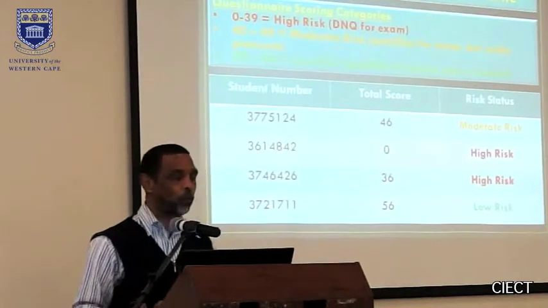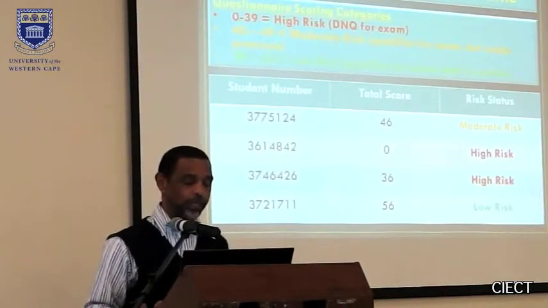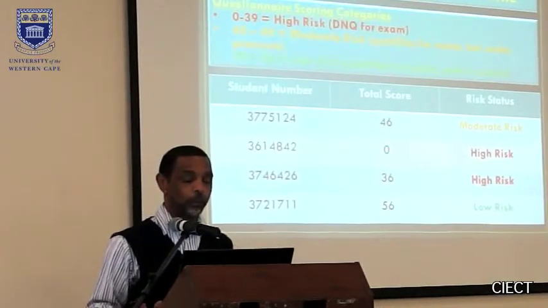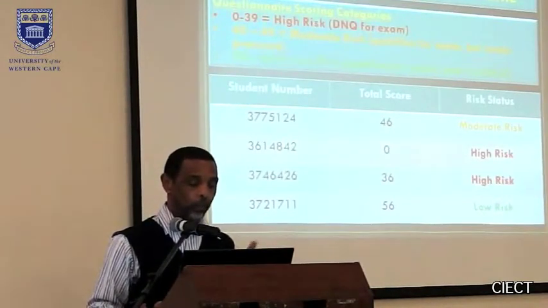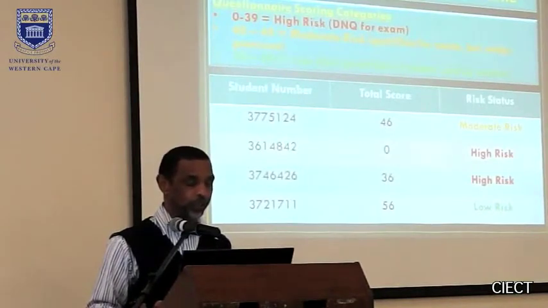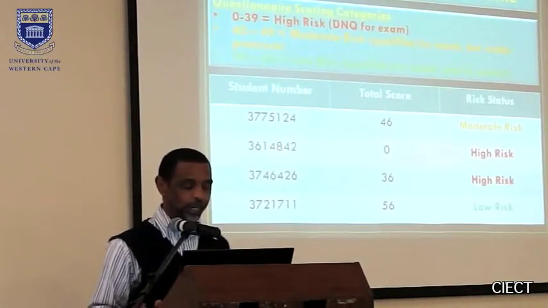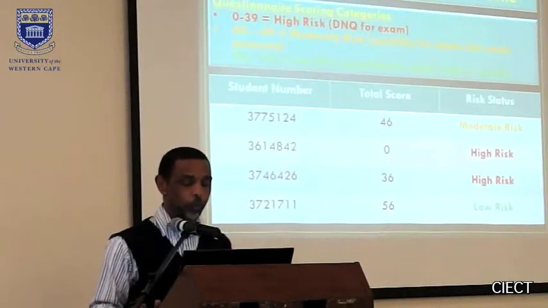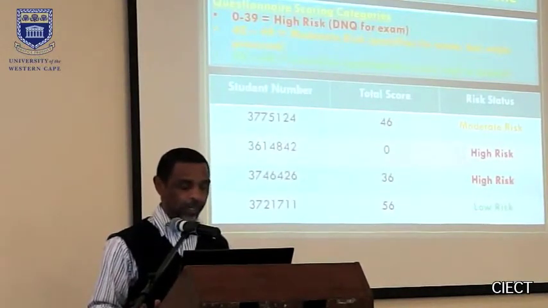So I'm giving an example. You have 4 students. Those are the student numbers. The first student scored 46 on the profile, and was classified as moderate risk. The second student got 0, probably didn't come to the profiling, so we classified this person as high risk. The third student had 36, also high risk, and the fourth student had 56, which was low risk.